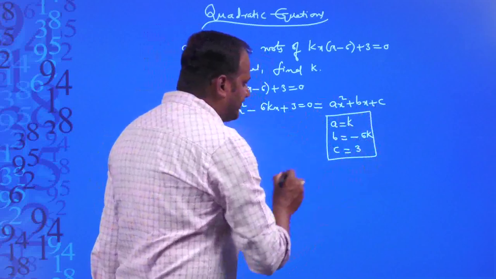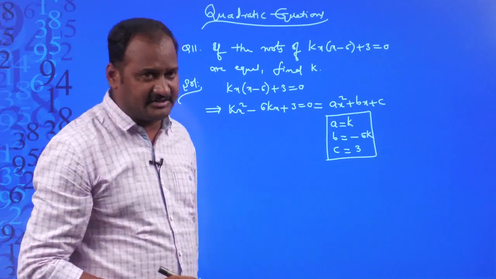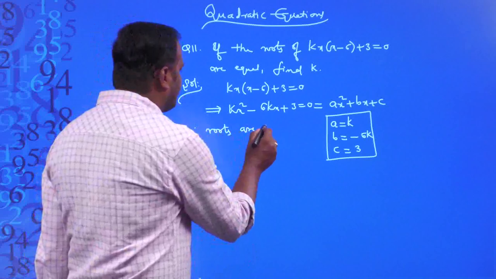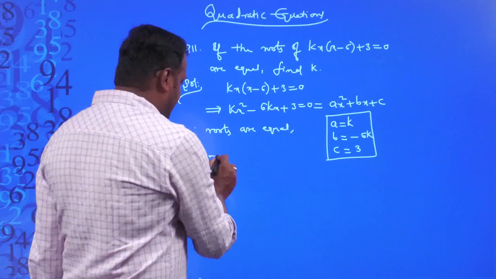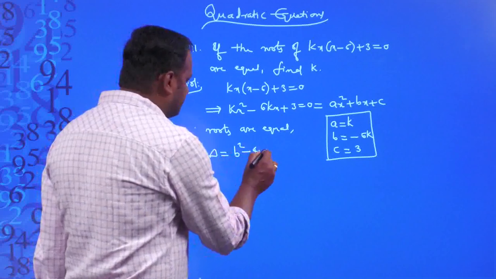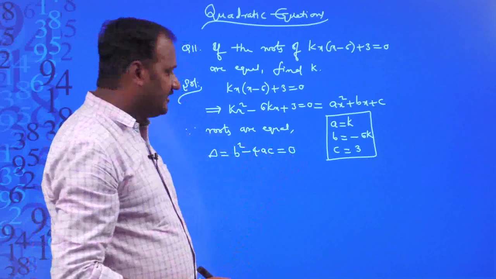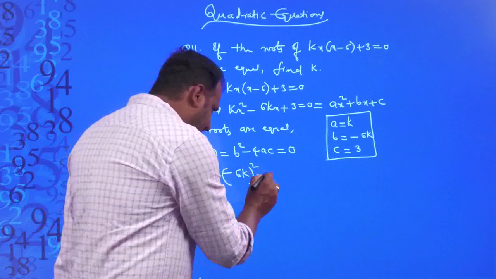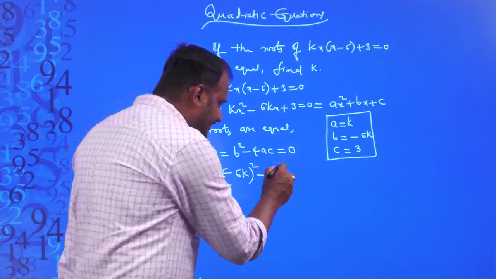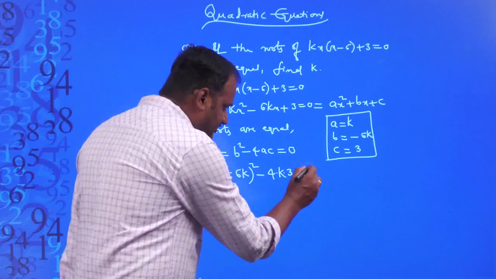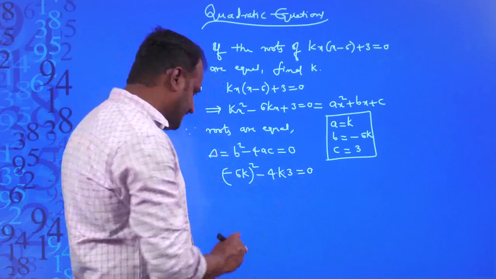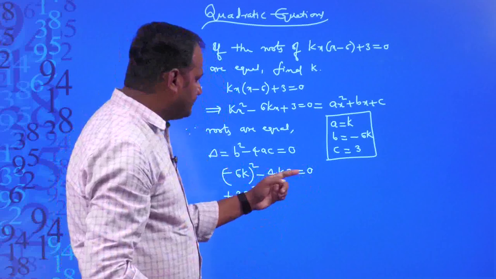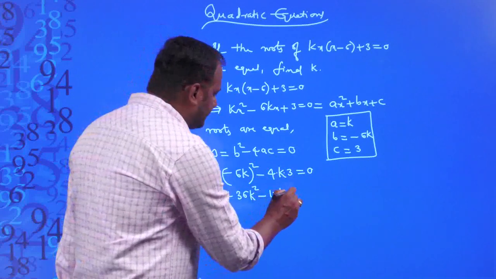After identifying the values of a, b, c, since the roots of this quadratic equation are equal, if and only if delta, which is b square minus 4ac, is equal to 0. Substitute the value of b. b is equal to minus 6k, whole square, minus 4ac. 4 into a, which is k, and c is 3, is equal to 0. Minus square is equal to plus. 6 square is 36, k whole square is k square, minus 4 into 3 is 12, into k is 12k, is equal to 0.